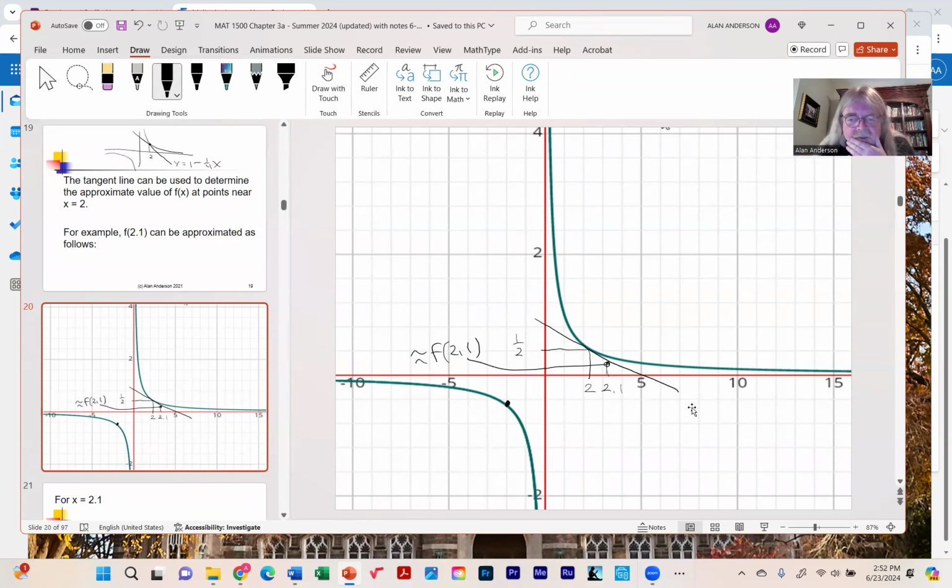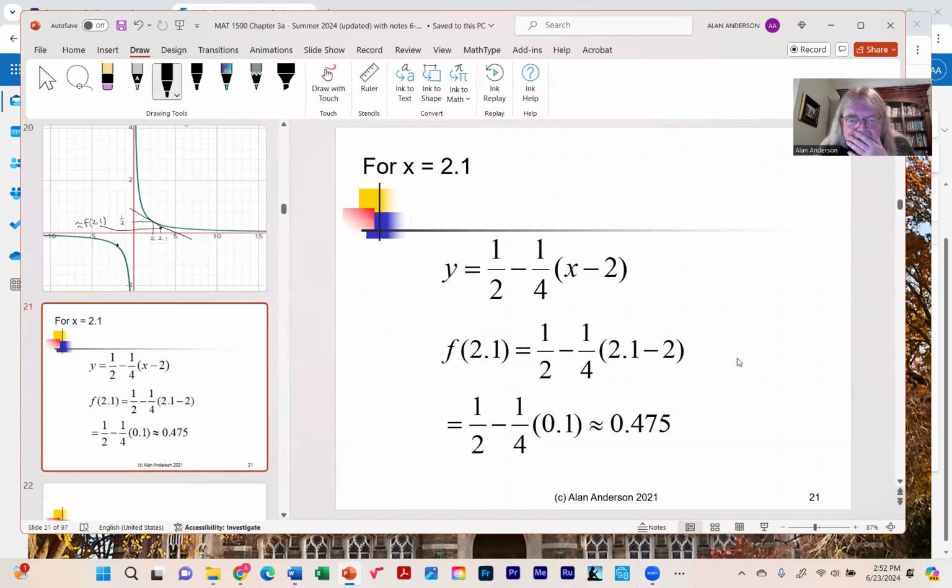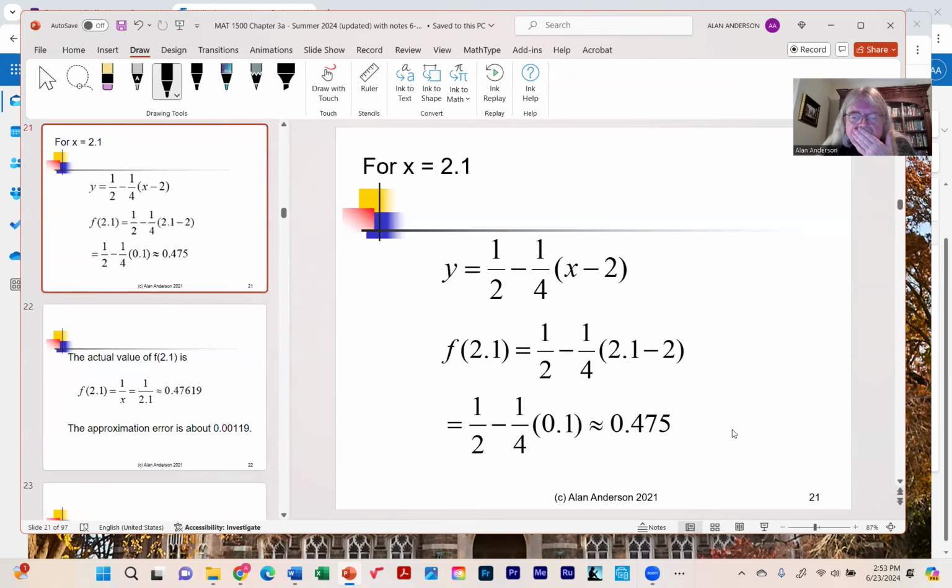Now, how do we find that number? Well, here's the equation of the tangent line. And so we're going to plug in this number. In other words, you're replacing the x with 2.1. Actually, this should have said approximate right here to indicate, remember, these symbols mean approximately equal to.